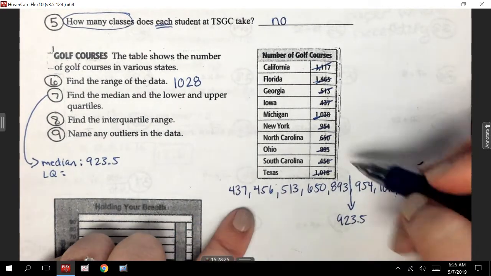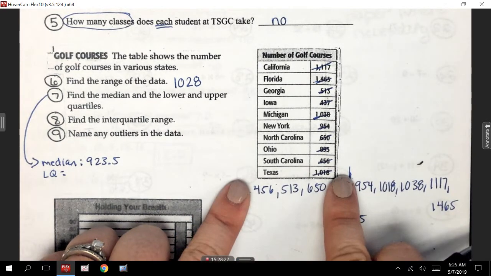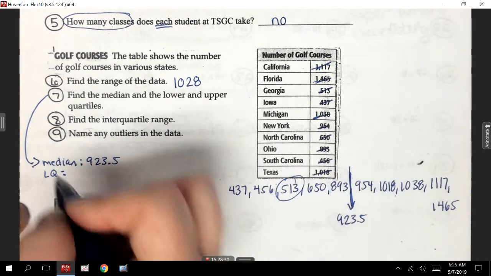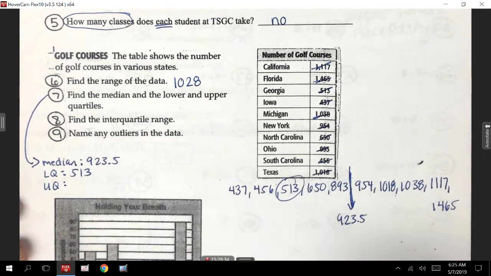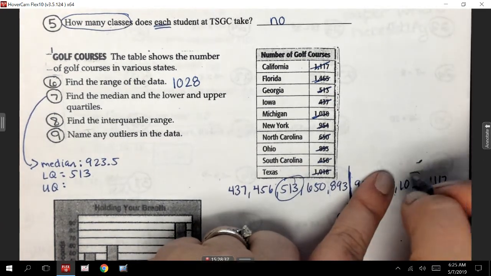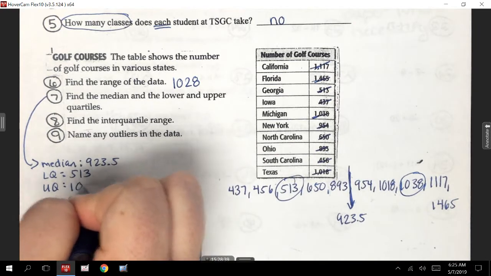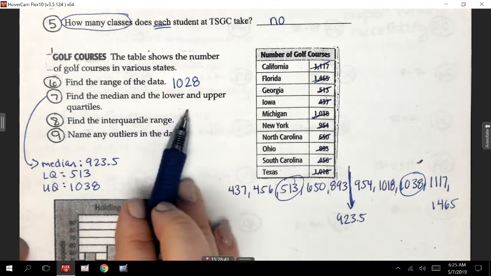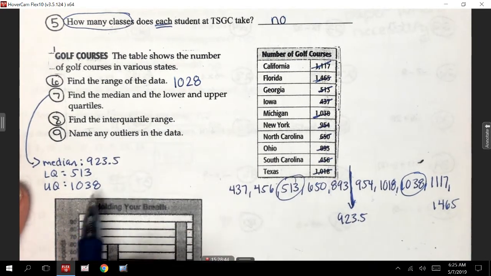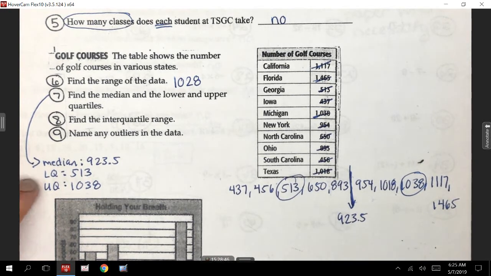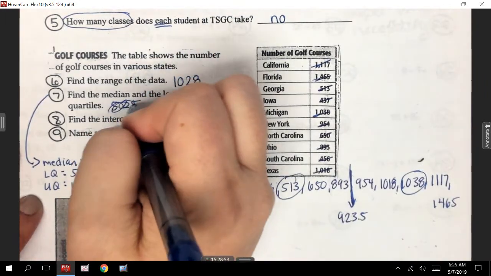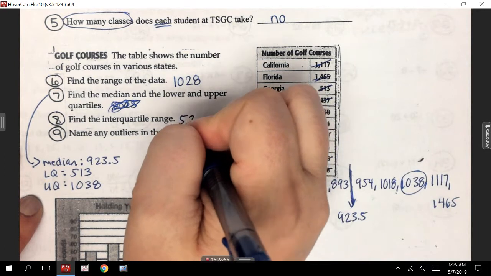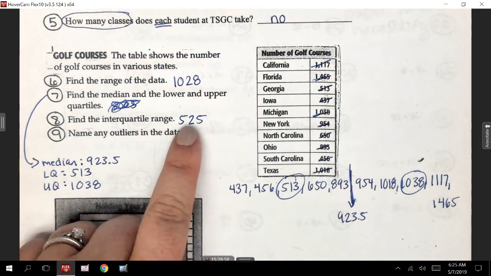All right, then it wants my lower quartile, so my LQ. So looking on the low side. Now remember, this line is dividing it, so now I have 5 numbers here. My LQ is going to be 513. My UQ, dividing that one in half, is going to be 1,038. All right, so that takes care of 7. Interquartile range, we're subtracting those. So 1,038 minus 513 gives me 525. Let me write that on the correct one. 525 interquartile range. There we go.